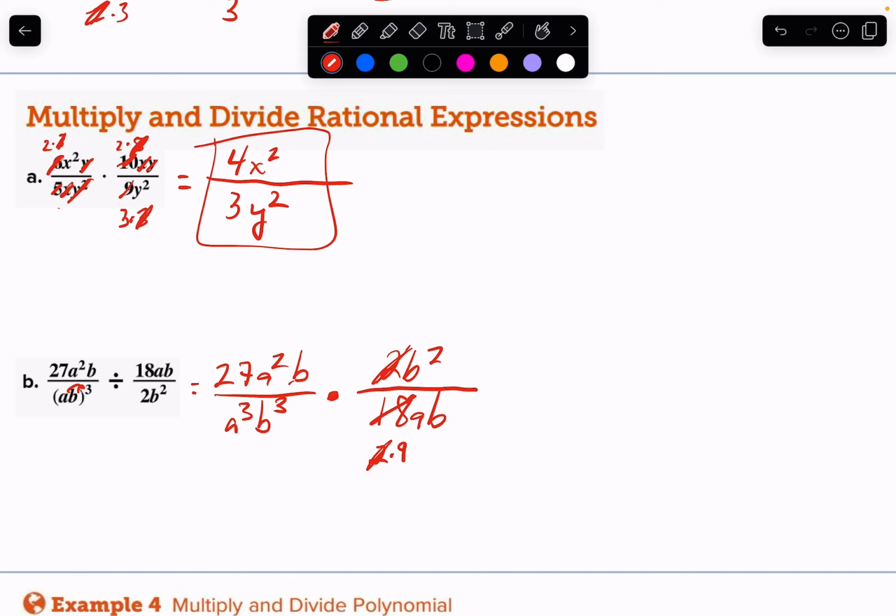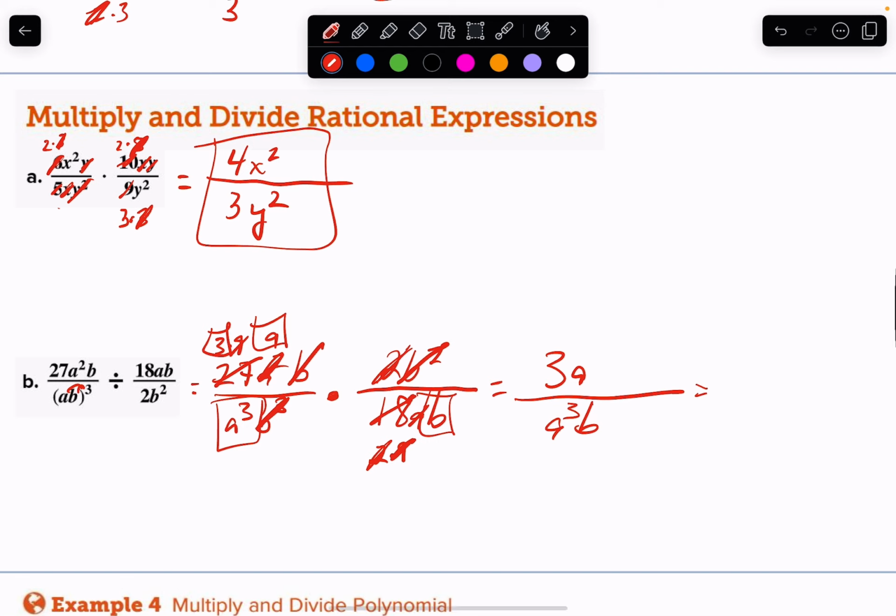Let's see. 1, 2, 3 b's cancels b to the third. And then a is going to cancel one of those a's. 27 is 3 times 9. The 9 is going to cancel. And so I've got 3 and an a. So there's my 3. There's my a. I got a to the third, and I got a b. A to the third, b.